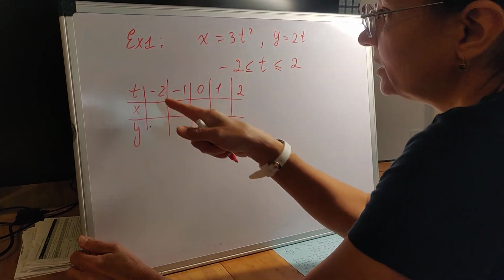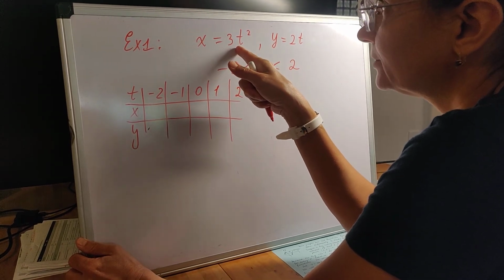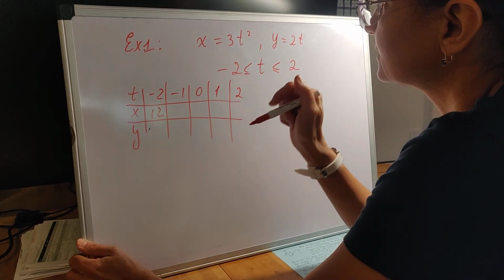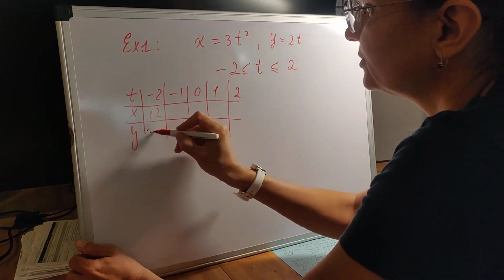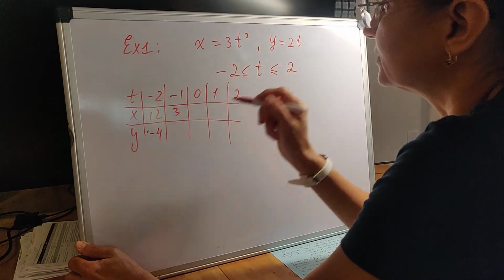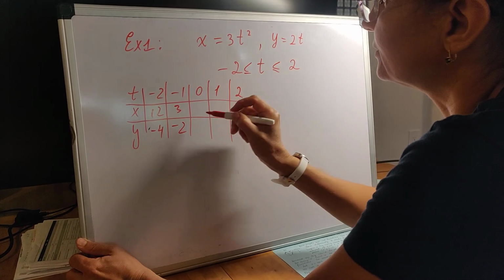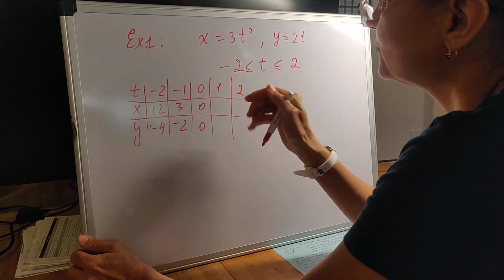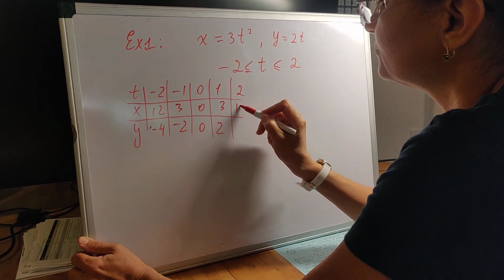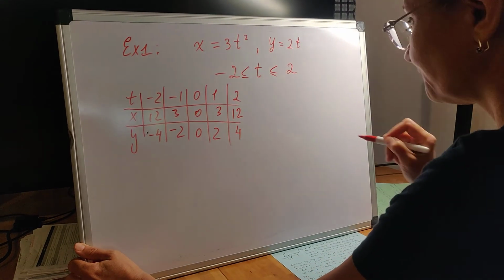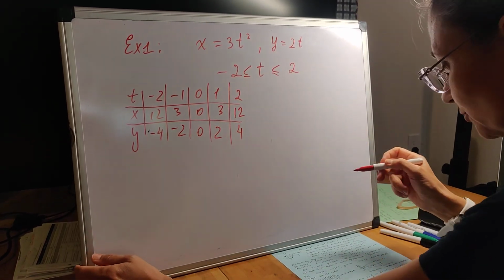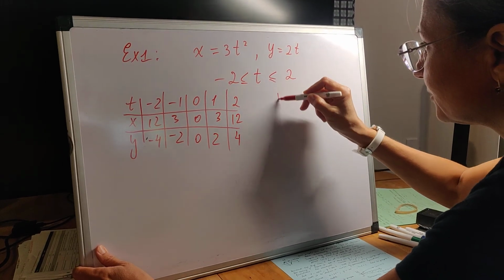So I'm going to take t equals -2, plug it in over here, get 4 multiplied by 3, which is going to be 12. That's x. -2 over here is going to give me -4. -1 here is going to give me 3, -1 here is -2, 0 and 0 are going to give me 0, 0, and 1 is going to give me again 3 here and 2 here, and 2 is going to give me 12 here and 4 here. Well, I do have 5 points which I can use to graph this curve.